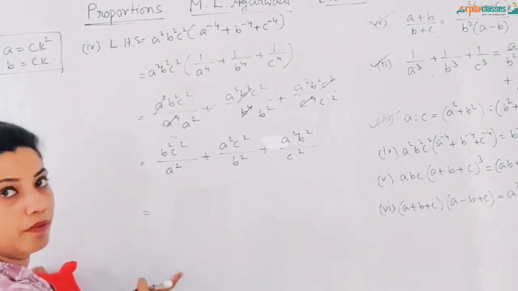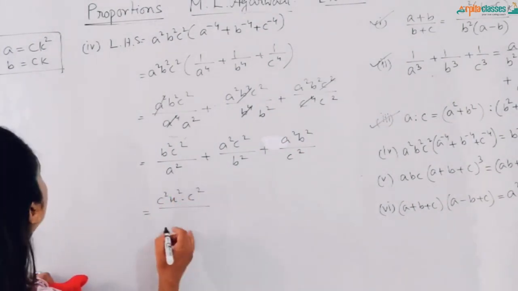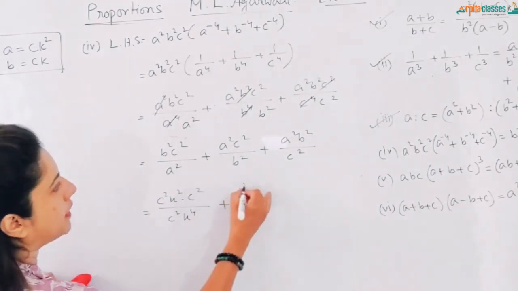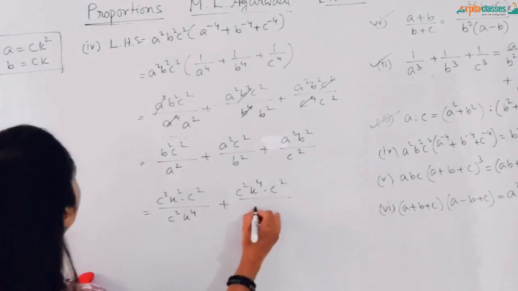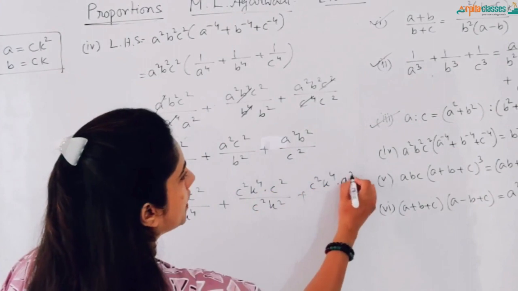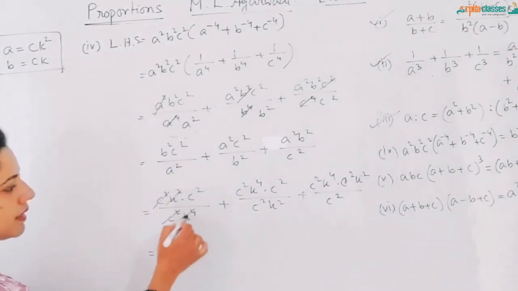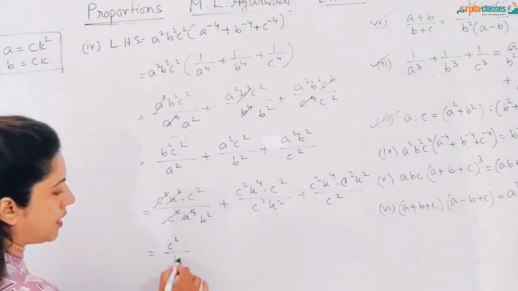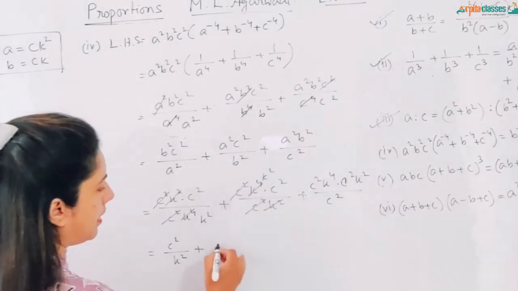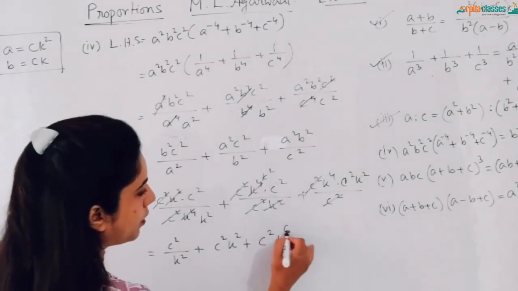So now let us put the values. b is ck, so c^2 k^2 into c^2 upon c^2 k^4 plus c^2 k^4 into c^2 upon c^2 k^2 plus c^2 k^4 into c^2 k^2 upon c^2. So from here this is getting cancelled, this is getting cancelled, so I am getting c^2 upon k^2 plus here this is getting cancelled and I am getting c^2 into k^2 plus this is getting cancelled, so c^2 into k^6.